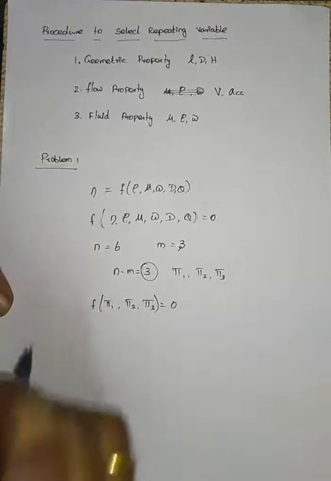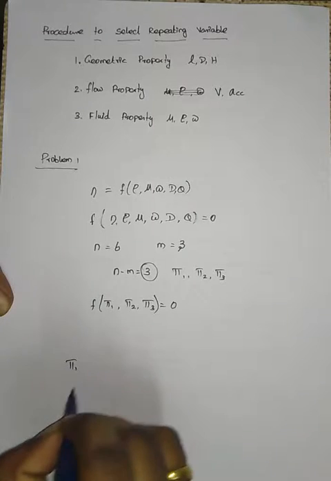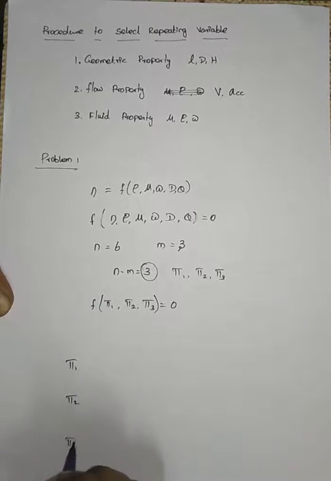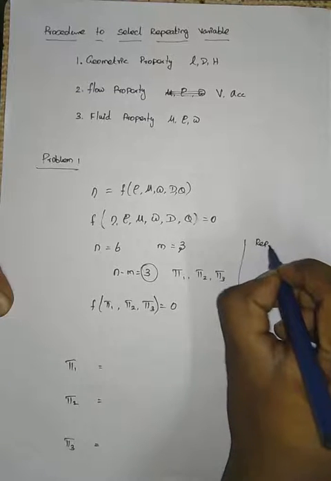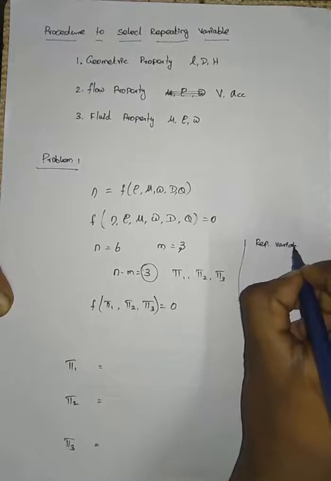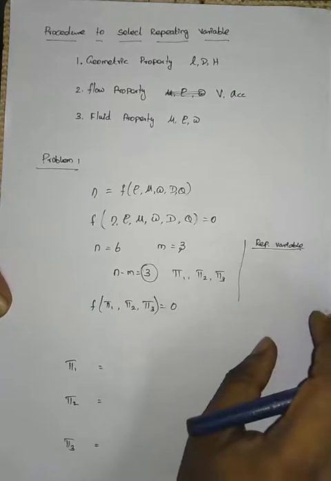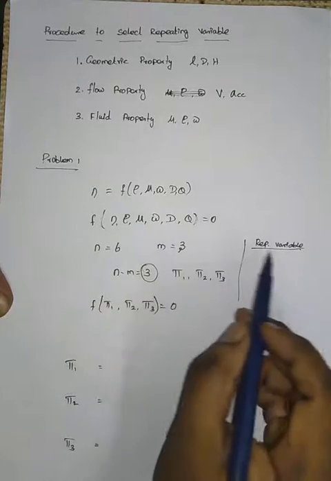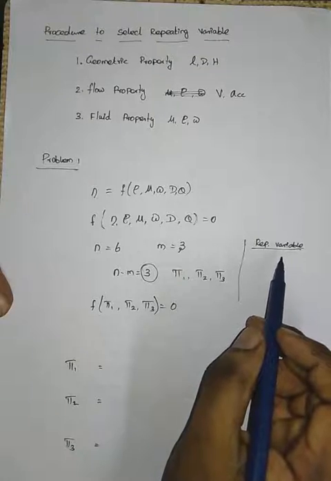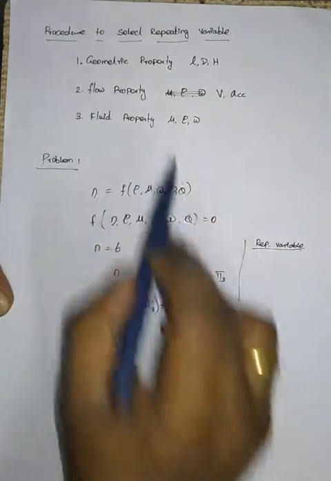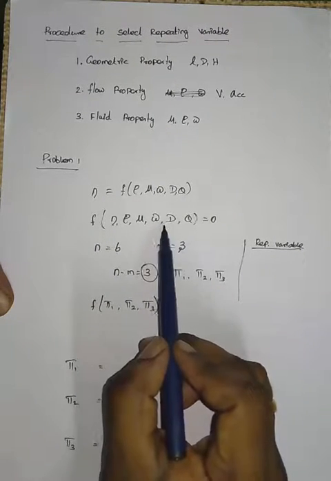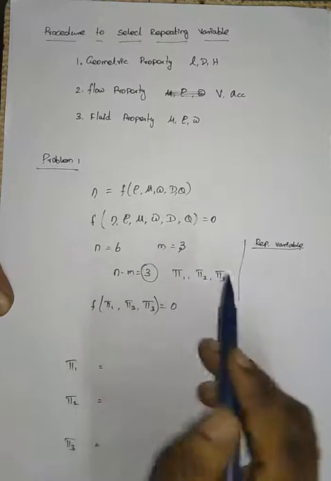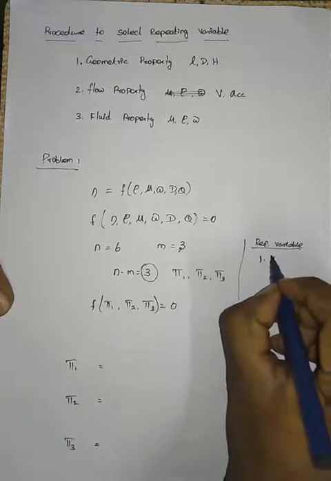Now you have to write the pi terms, that is pi 1, pi 2, pi 3. In order to write the pi terms, you must choose the repeating variables first. Here I already mentioned that there are 6 variables. You should choose 3 repeating variables. The first repeating variable must be a geometric property. Here the geometric property given is diameter. That is the only geometric property given. So the first repeating variable must be diameter.